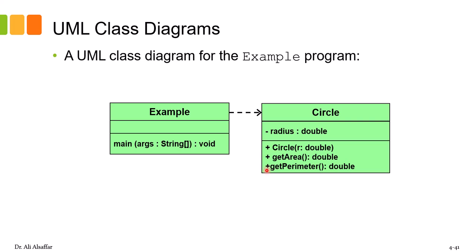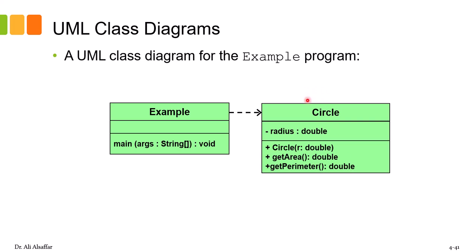Next one is plus get parameter. Plus is public, get parameter is the name of the method. See the empty brackets, it means it does not need any input parameter. And since we have colon double, that means this returns a double value.